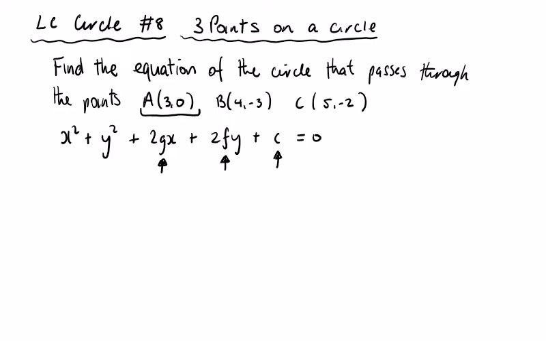So subbing 3, 0 in, we're going to get 3 squared plus 0 plus 2 times 3 times g, so that's 6g, plus 0 again, plus c is equal to 0. So we're going to get 6g plus c is equal to minus 9.